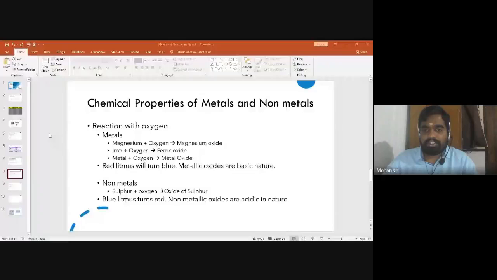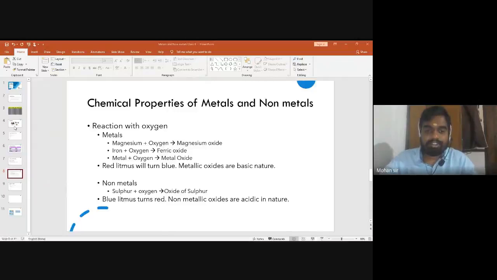We discussed the reaction of metals and non-metals with water, and metals and non-metals with oxygen. Today, we will be discussing another two important chemical properties of metals and non-metals. So just to recall, these were the reactions of metals and non-metals with oxygen. Metals react with oxygen to form basic metal oxides, and non-metals react with oxygen to form acidic non-metallic oxides.